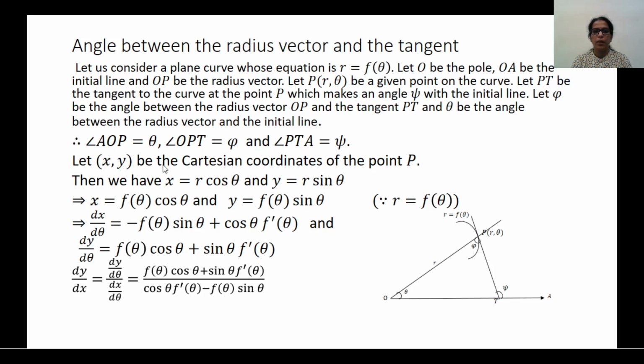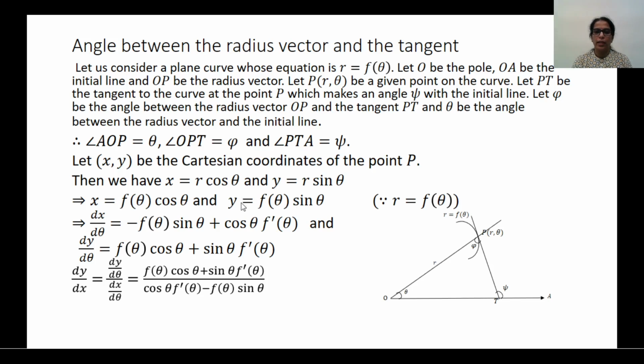Let x comma y be the Cartesian coordinates of the point P. We know the relation between Cartesian coordinates and polar coordinates. So we have x equal to r cos theta and y equal to r sin theta. But how have we represented the curve? It's nothing but r equal to f of theta. Now replace r by f of theta. So x equal to f of theta cos theta and y equal to f of theta sin theta.